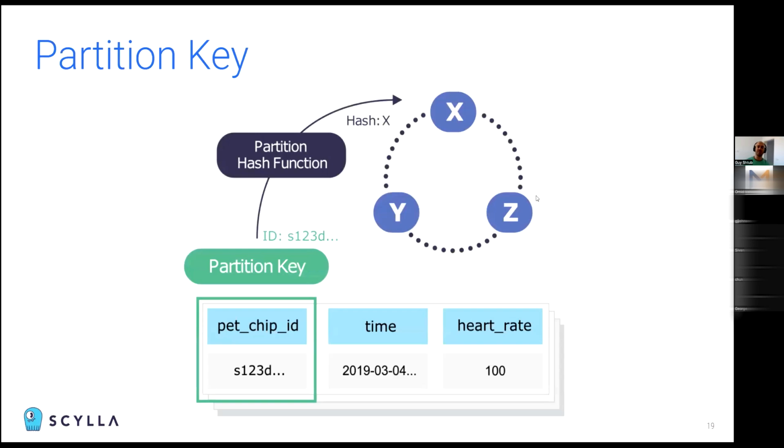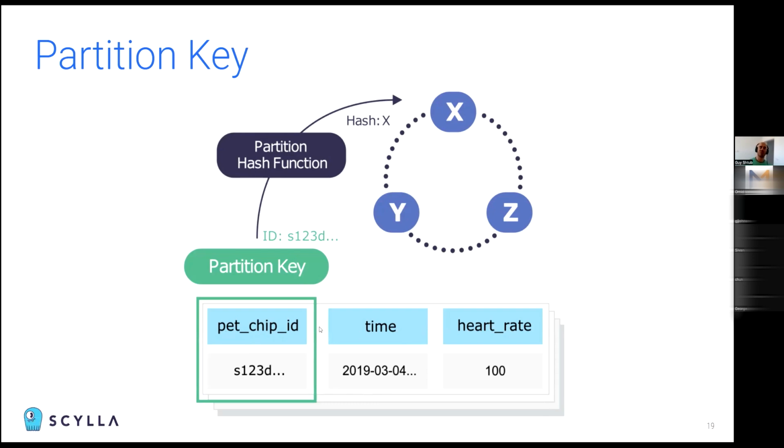Okay, and this brings me back to partition and the partition key. So this is a way we can imagine what a cluster looks like. In this cluster, we have 3 nodes, nodes X, Y, and Z. And we have here a row, okay? A row has 3 columns, in this case pet chip ID, time, and heart rate. And for each table, we need to define what the partition key is. The partition key in this case was defined as the pet chip ID.